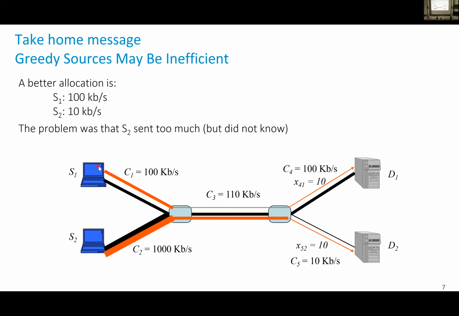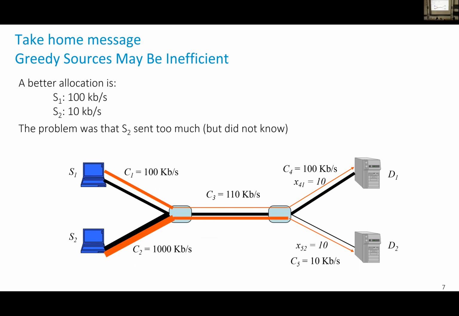There is no point for S2 to send more than 10, because at the end, S2 is limited to 10 here. So why is there a problem? It was because S2 was sending too much. But of course, S2 has no way to know that it's sending too much. It has a connection at 1,000. So it doesn't know that later there will be a problem. So that's exactly the mechanism that causes inefficiencies and congestion collapse.